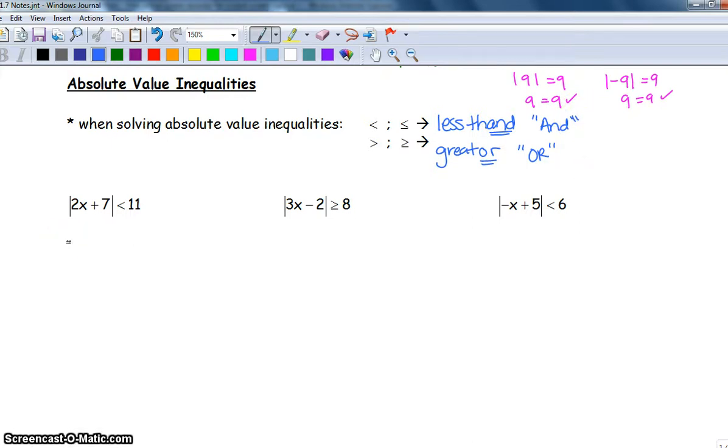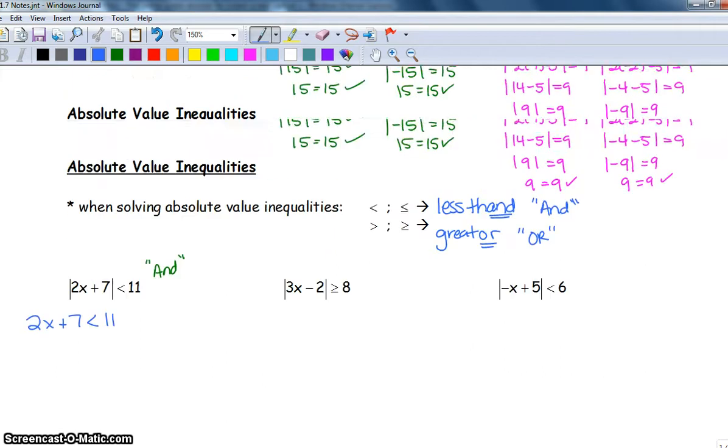So when we approach our first problem, we've got the absolute value of 2x plus 7 is less than 11. So right off the bat, so I don't forget, I write down that this is an "and" problem. And we are going to set up our two inequalities. So we're going to take the first one as is, dropping the absolute value sign. So we've got 2x plus 7 is less than 11.